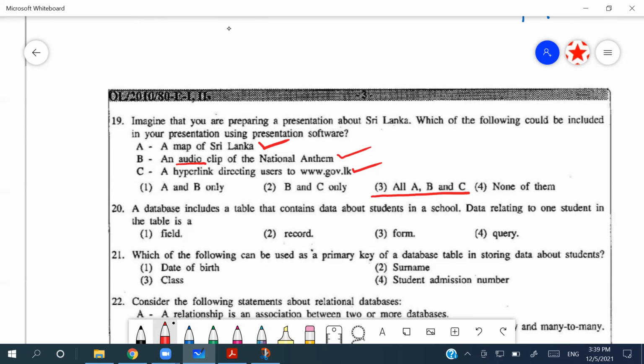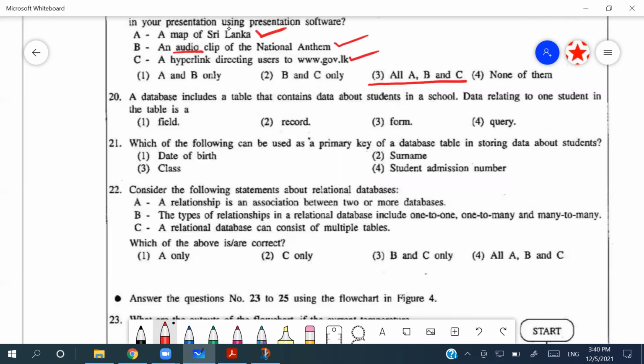Okay, so after 19, it's 22nd. Consider the following statement about relational databases. A relationship is an association between two or more databases. Two or more databases. Databases is going to be the problem. Relationship is an association between two or more tables. That's going to be a correct one, but not the databases. Right? For that reason, this is wrong.